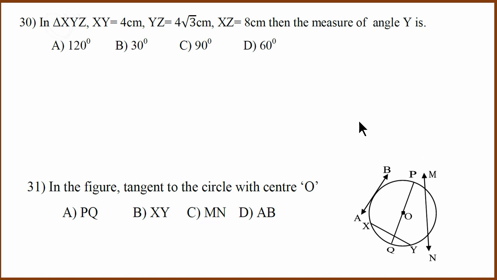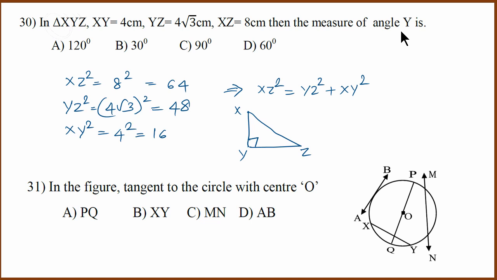30th question. We've been given 3 sides and we have to find the angle Y. So let's see the 3 sides. XY is given as 4, which means XY square will be 16. YZ is given as 4 root 3, which means if you square that, 4 square multiplied by 3, 4 square is 16, 16 multiplied by 3, 48. XZ is given as 8 centimeter, which means XZ square will be 8 square, which is 64.